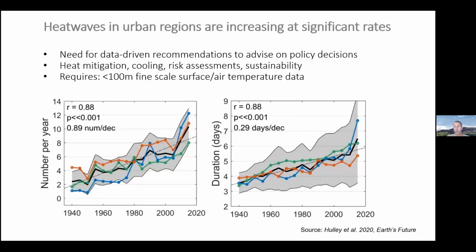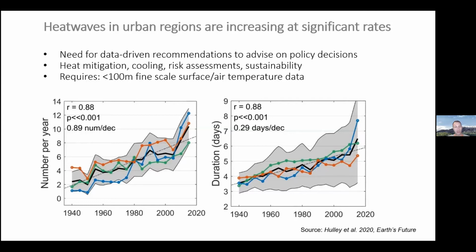So moving on to heat waves. We've been performing a study on heat waves at JPL over the last couple of years, and some of these results were recently published. What we found is that in Southern California, particularly in urban regions, we're seeing rapidly increasing trends in heat wave metrics in terms of their frequency, their duration, their intensity, humidity, you name it. All the metrics are increasing at really significant rates.